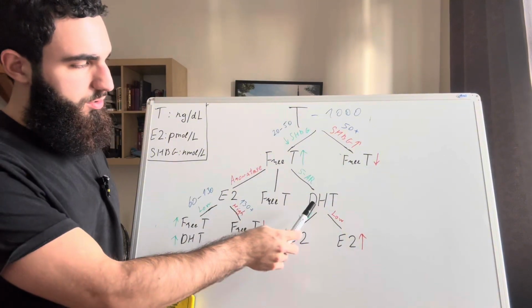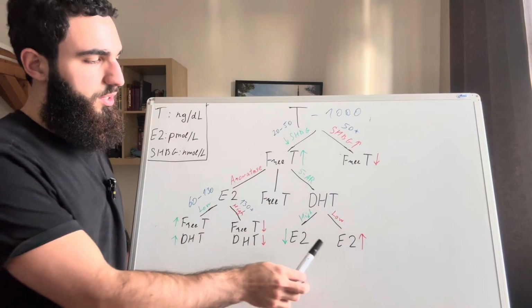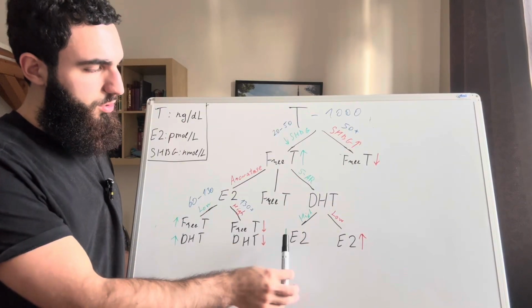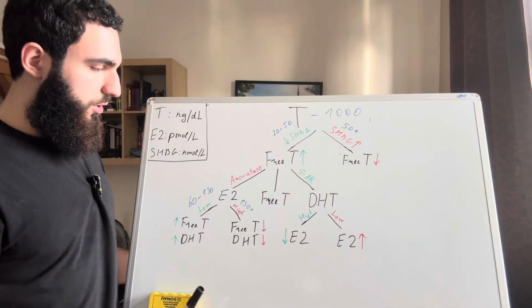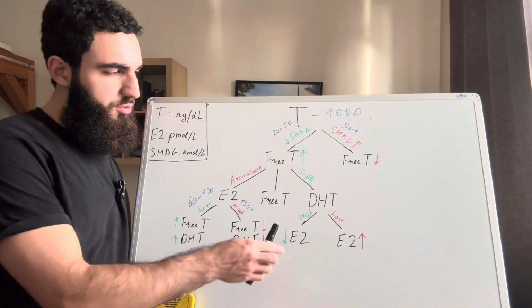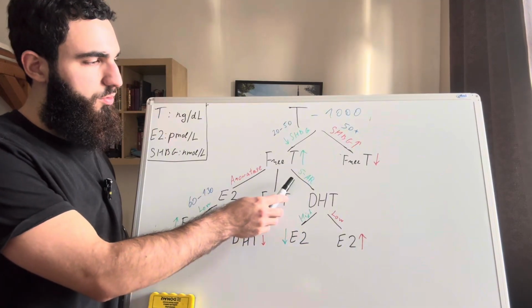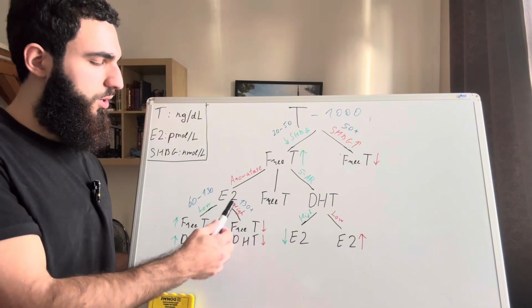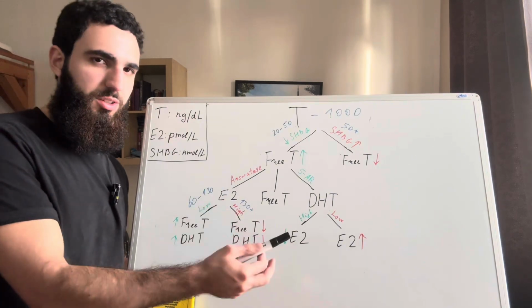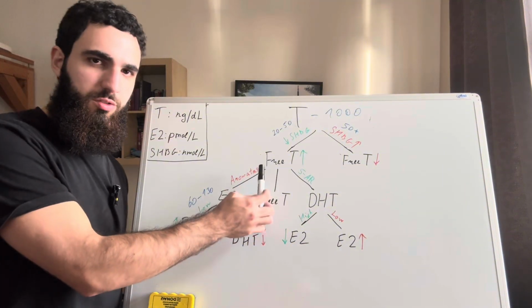The same logic applies with DHT. The higher DHT is, the lower E2 is, and the lower DHT is, the higher your estradiol is going to be. But there's a small difference in the case of DHT, because if you have lower DHT, so lower activity of 5-alpha reductase, it doesn't necessarily mean you will have significantly more estradiol. Well, usually it's the case, but it doesn't necessarily mean that. It means that you will have more free testosterone.